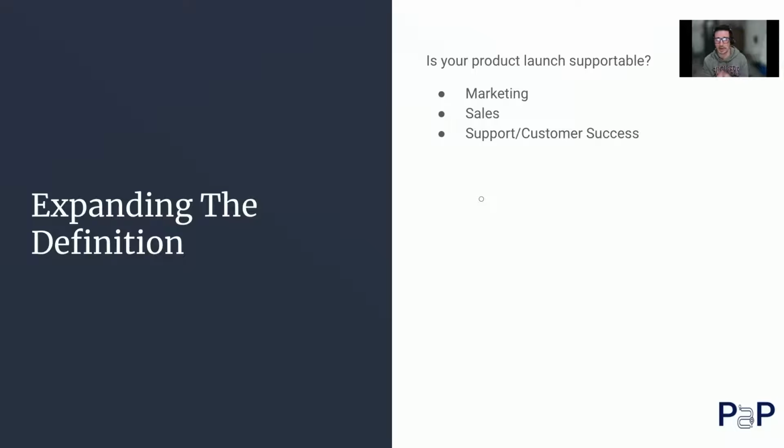Okay, so you have to have the support of marketing, sales, customer success, and customer support to be successful, right? So that implies, but let's make it explicit, that you are working ahead of time with marketing, sales, and all your other departments to make sure that your product launch is going to be supported and that they have the information they need to do their jobs effectively.